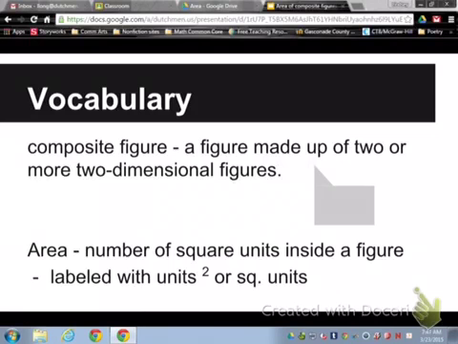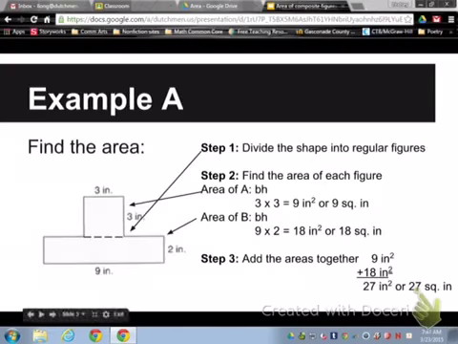It's labeled with units squared or square units. Make sure that you are labeling when you're doing this. So for example A, we want to find the area of this figure. Step one is we have to divide the shape into regular figures. We want it in two shapes that we already know how to find the area of.